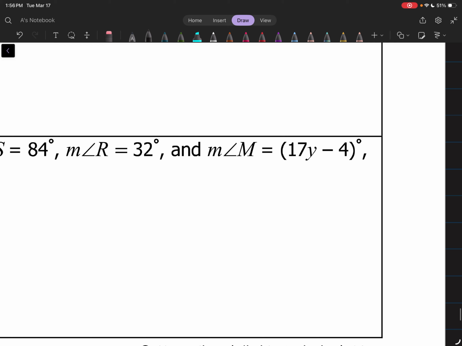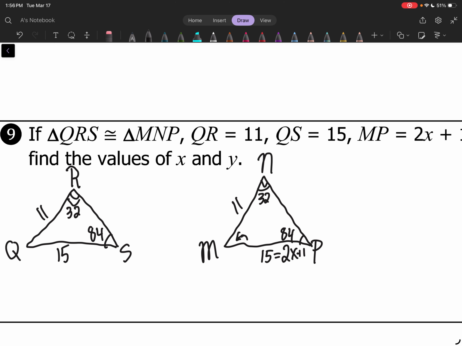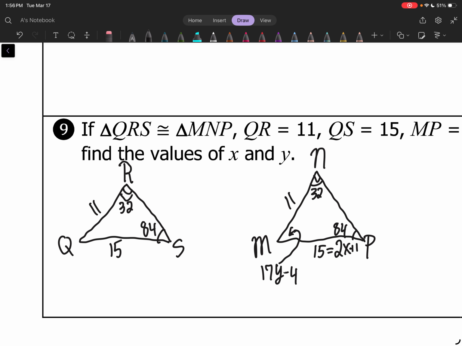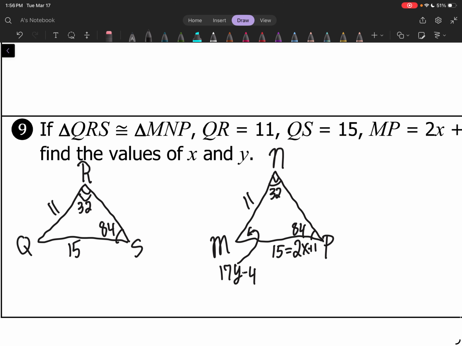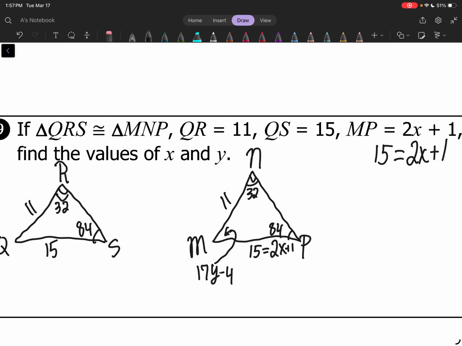And M is 17y minus 4. Find the values of x and y. Okay, I already have my equation for x, which is 15 equals 2x plus 1 on the bottom of the right figure. To solve for y, I need to know what angle M is.